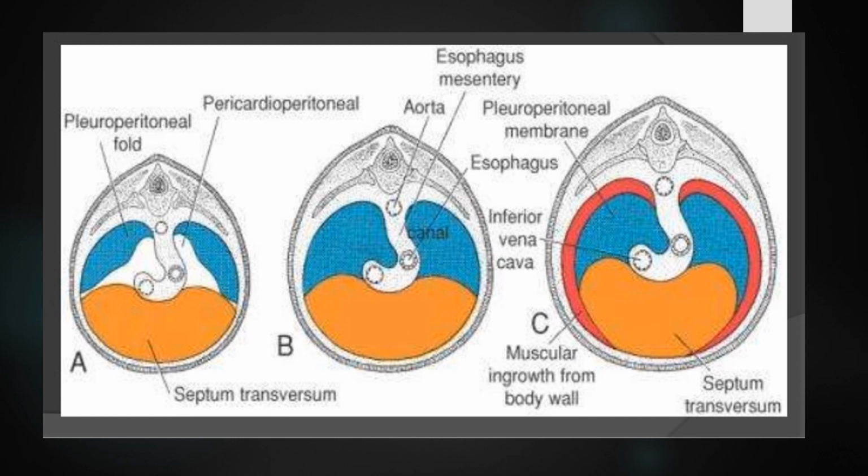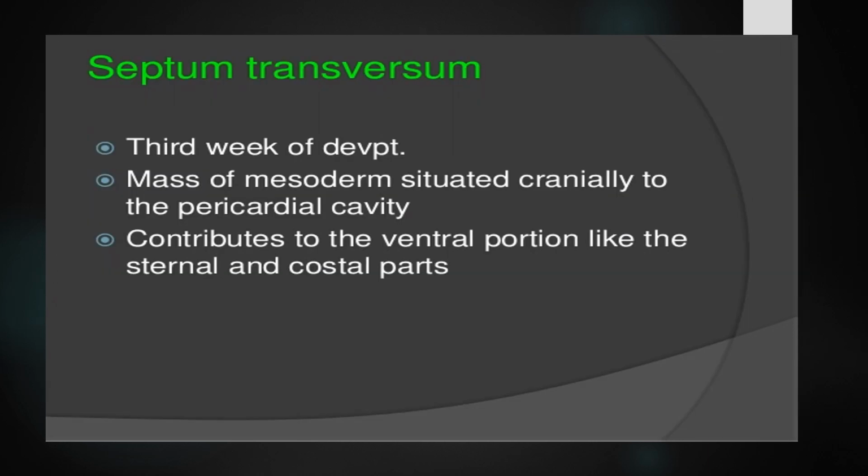This is the pleuroperitoneal fold, this one is the pleuroperitoneal canal, and this one is the septum transversum. This is the mesentery of the esophagus, and this red one is the muscular ingrowth of the body wall. The septum transversum develops at the third week of pregnancy. A mass of mesoderm situated cranially to the pericardial cavity contributes to the ventral portion, like the sternal and costal part. Sternal is the sternal part and costal means the rib parts.